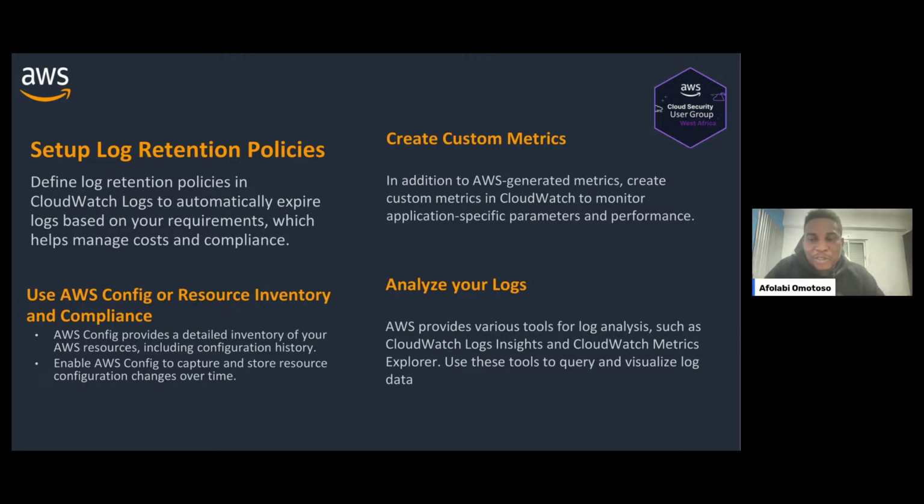So I say AWS Config provides a detailed inventory of your AWS resources, including configuration history. Enable AWS Config to capture and store resource configuration changes over time. You can decide that, okay, I want to make sure that SSM is running on all my EC2 instances. You can use Config to check that for you. You might also want to say that all the databases should use AWS Secrets Manager. So if the databases are not using Secrets Manager, AWS Config will flag them as non-compliant. So those are things that you can use to actually manage your security in AWS.